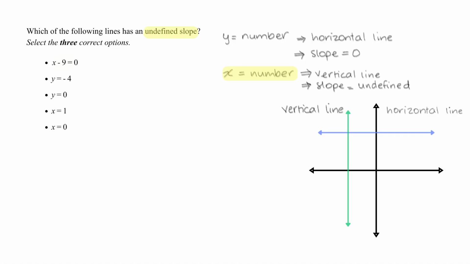The first undefined slope is the first option. x minus 9 is equal to 0. Add 9 to both sides to get x by itself, we get x equals 9. This is a vertical line with undefined slope. The second undefined slope is the fourth option. x equals 1. This is a vertical line passing through 1 on the x-axis and having an undefined slope. The third undefined slope is the fifth option. x equals 0. This is also a vertical line passing through 0 on the x-axis and having an undefined slope.